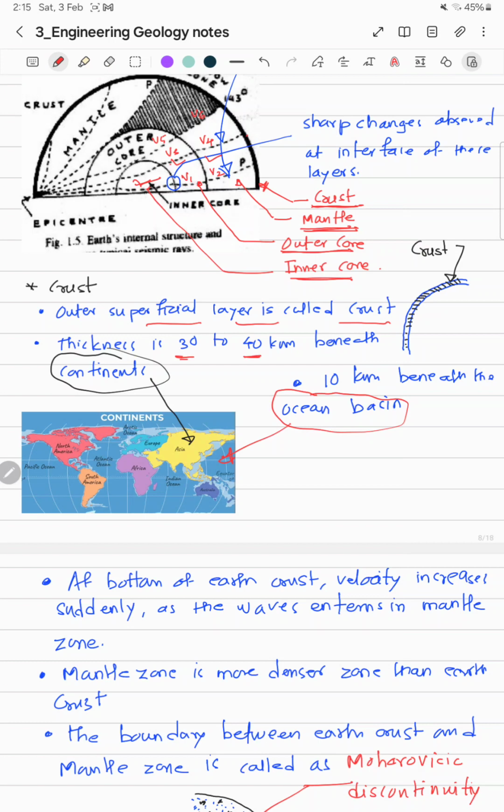30 to 40 kilometers below the continents. Continents means where the land is available. So below these continents the earth crust has a thickness of 30 to 40 kilometers, and below the ocean, where land is not available and there is only ocean water, the earth crust thickness is only 10 kilometers.